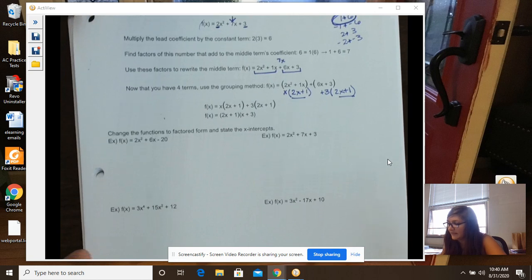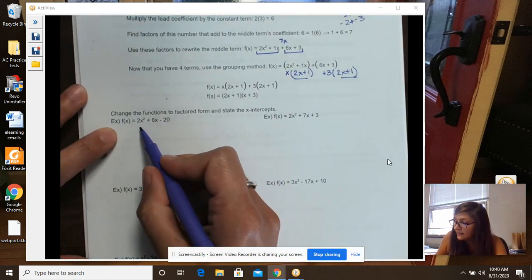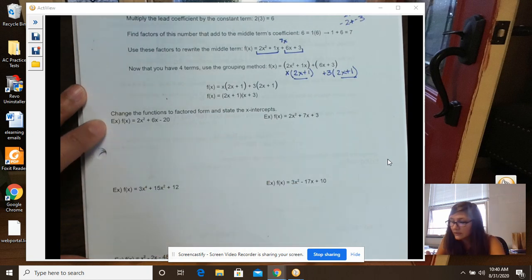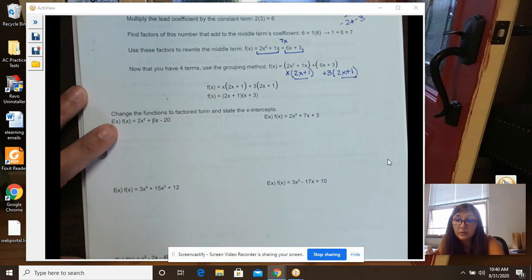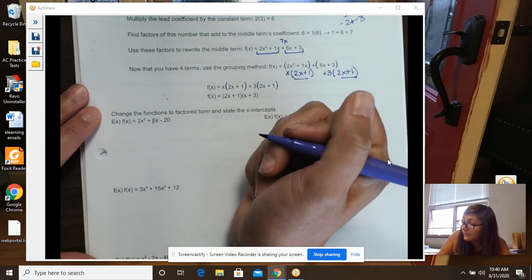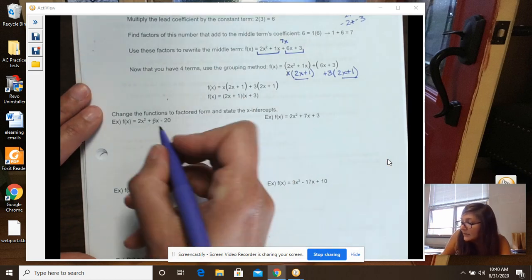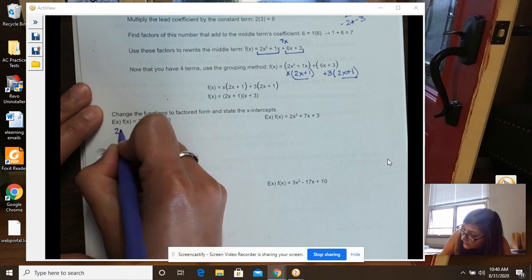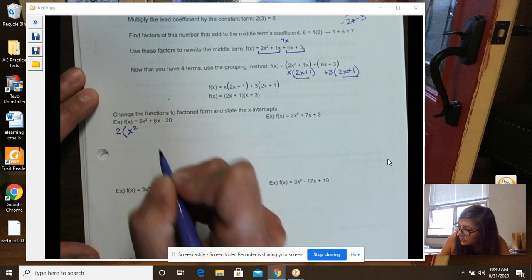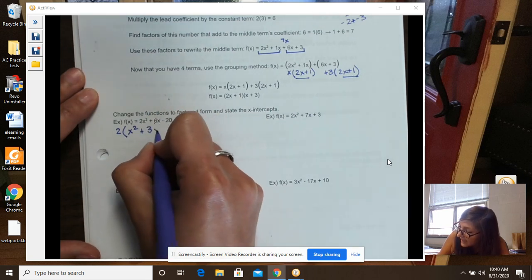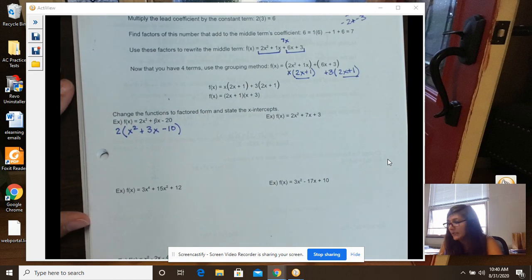So let's take a look at a couple of examples. For our first example here, we have 2x squared plus 6x minus 20. Notice that all of my coefficients and my constant term are even numbers. Remember, we still start by pulling out any greatest common factor we may have. So here, we actually have a GCF of 2 that we need to pull out before we do anything else. So if I factor 2 out of every term, I would have x squared plus 3x minus 10. And we'll use our AC method from here.